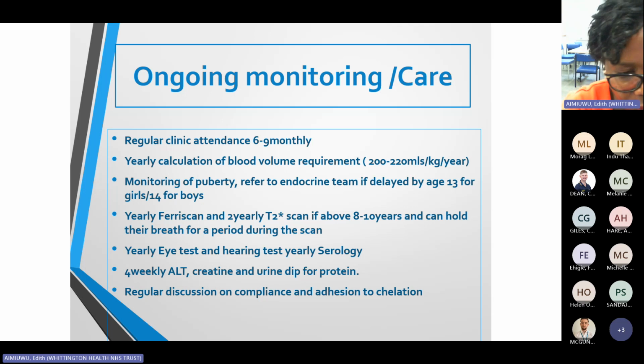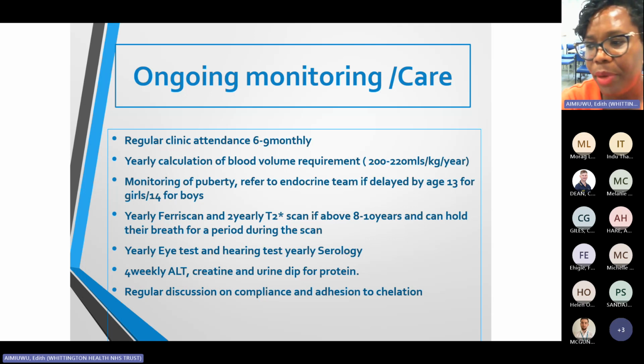We do 4 weekly ALT. This is done along with the blood test, the pre-transfusion blood test. We check their ALT, we check their creatinine, and we dip urine for protein, just to ensure we know that the chelators such as XJ could be quite toxic, so we need to monitor that closely.